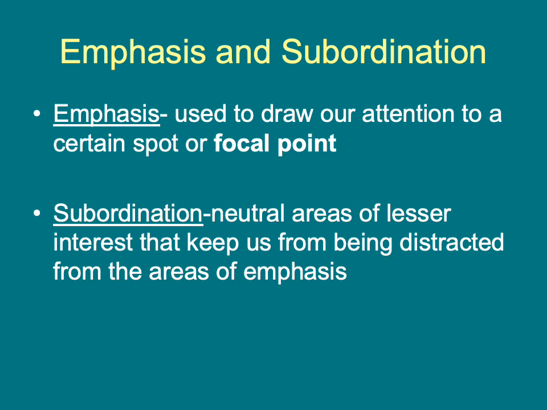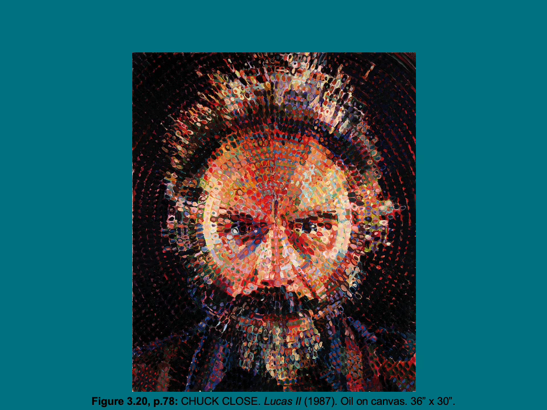Emphasis and subordination has to do with our focal points, and emphasis is a focal point. There's not always a focal point or focal points in artwork, but sometimes there is. The subordinate areas would be the areas that are not as important, maybe the background. So in this painting by Chuck Close, we can see the emphasis is really right between his eyes, and it kind of radiates from there.